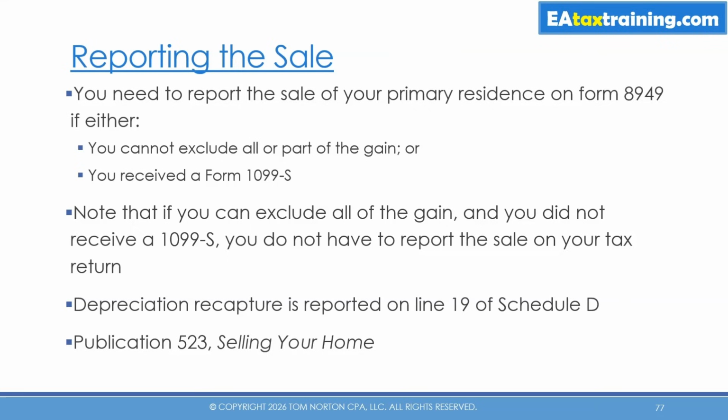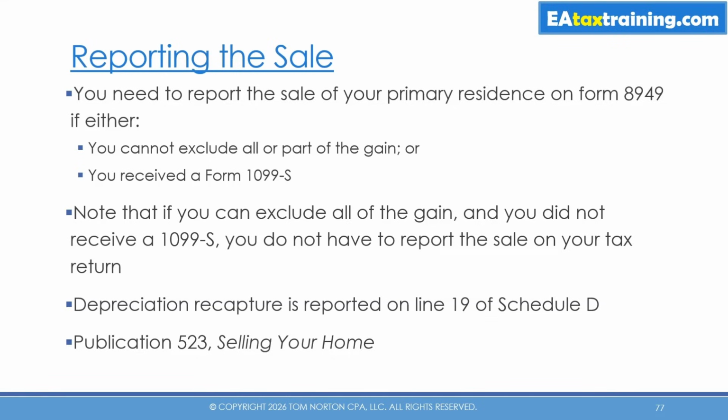So let's just say it's a title company that handled the closing. If there is a sale of real estate, that title company will issue a 1099-S to the seller of the real estate. However, if they reasonably believe that the real estate being sold was the seller's primary residence, they do not have to issue a 1099-S.